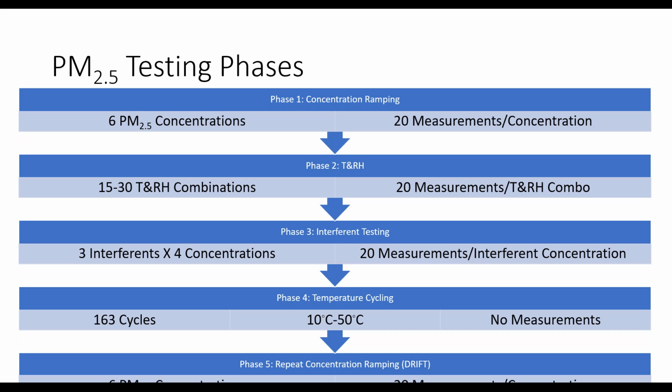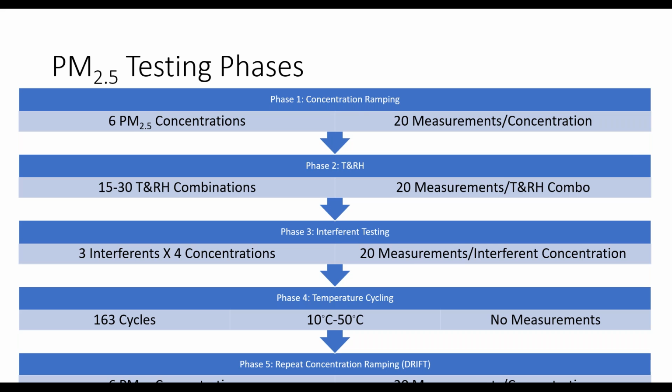And then we repeat the concentration experiment for phase 5 to be able to measure drift between that first phase and the 5th phase after a simulated year's worth of mechanical stress. So we don't have years and years of accelerated aging, but we do have a year's worth of stress involved in the test.